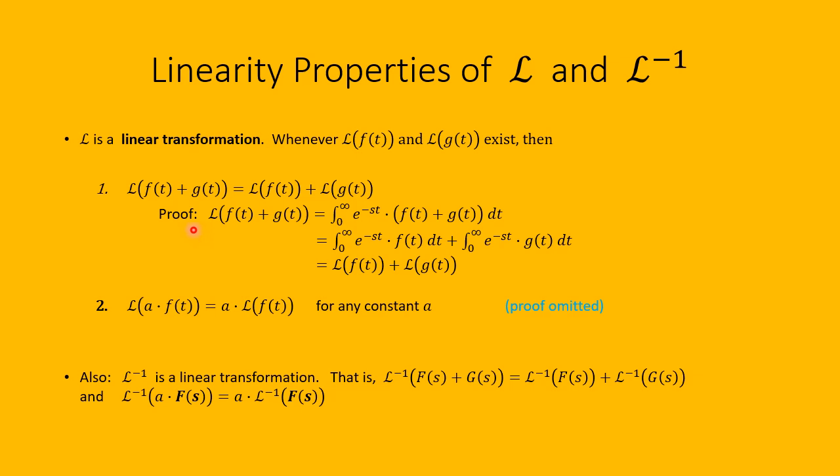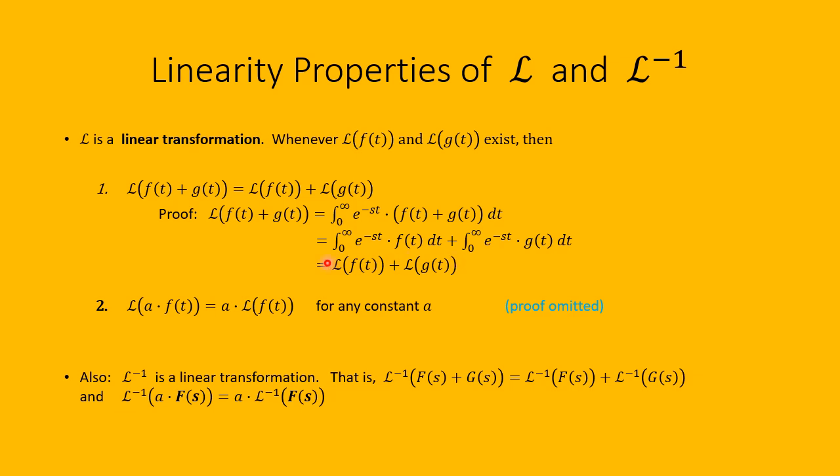The proof is fairly simple. The Laplace transform of f of t plus g of t, by definition, is the integral from 0 to infinity of e to the minus st times the quantity f of t plus g of t dt. We can break this integral up into the sum of two integrals, the integral of e to the minus st f of t dt plus the integral of e to the minus st times g of t dt. This first integral is the Laplace transform of f of t. The second integral is the Laplace transform of g of t.